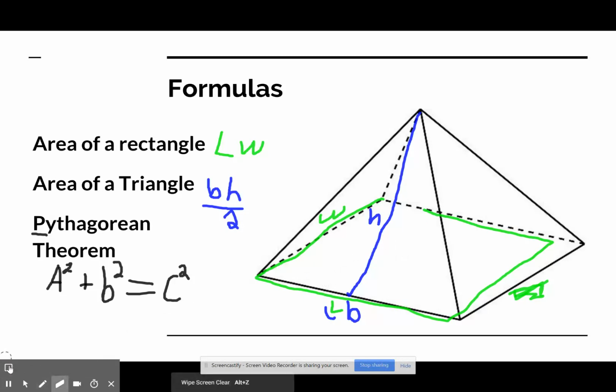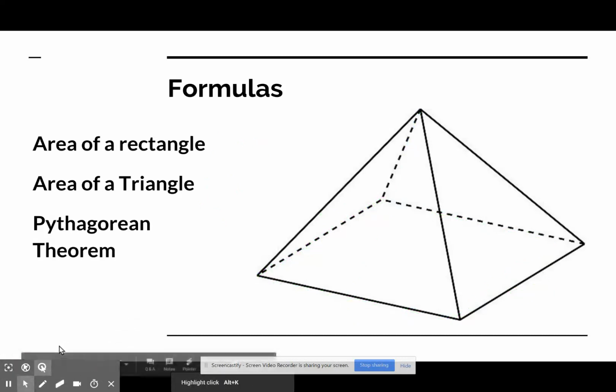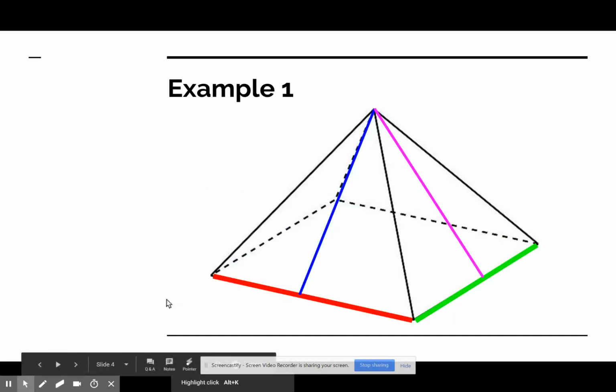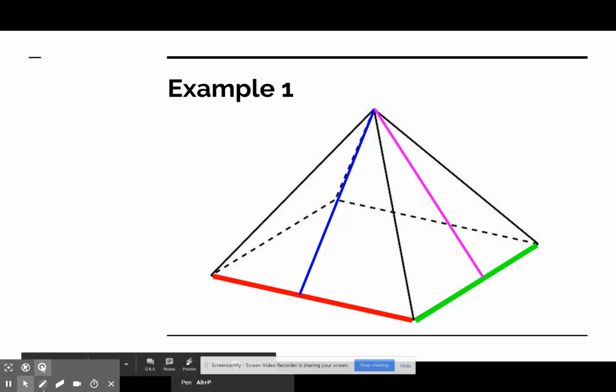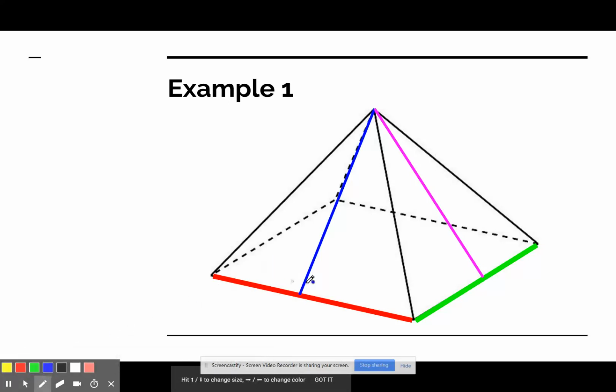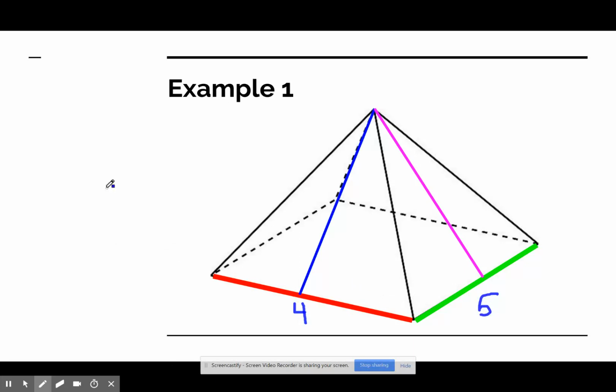So our first example here, though, is not as difficult. So here's our first example. To figure out the surface area, like I said, we need to figure out the base area and the 4 triangle areas. So let's assume that this is 4 and this is 5. So let's begin by just doing the area of the base. So we're going to have 4 times 5, because 4 is the length, 5 is the width. And when we do that, we get 20.